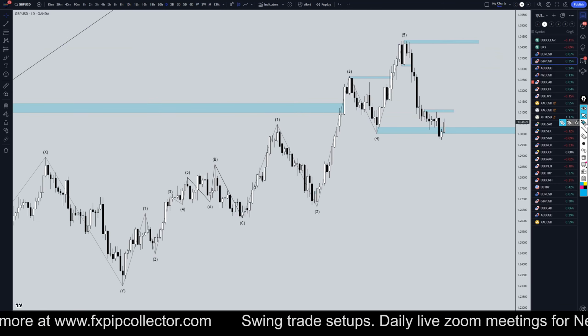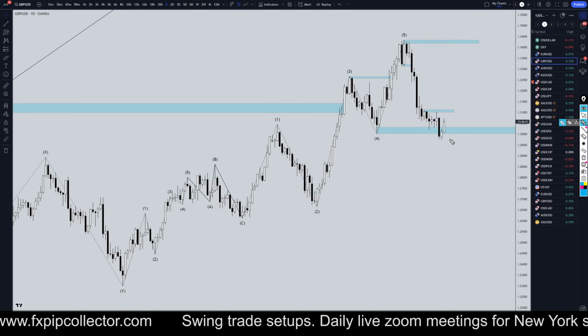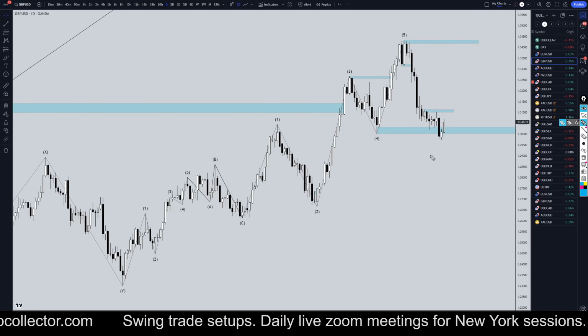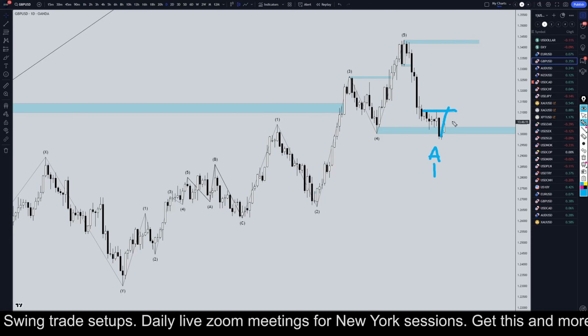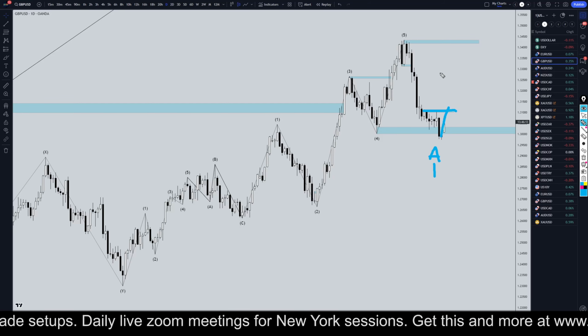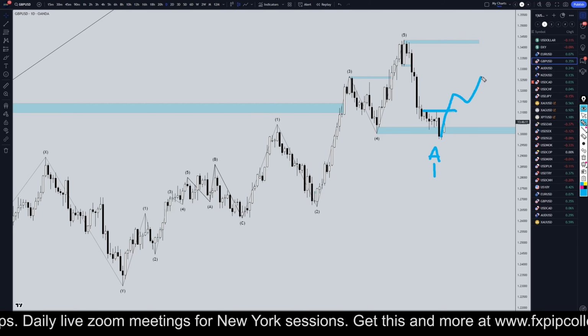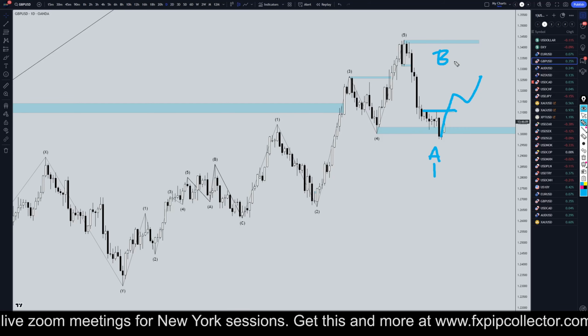On the daily time frame, this is where you can start to see this push down as a trend. This push down, I would think, would either be a wave A or wave 1, and when we finally do get that break of structure, that will tell us that this trend is over. I would expect the next move up to be either a wave B or a wave 2.